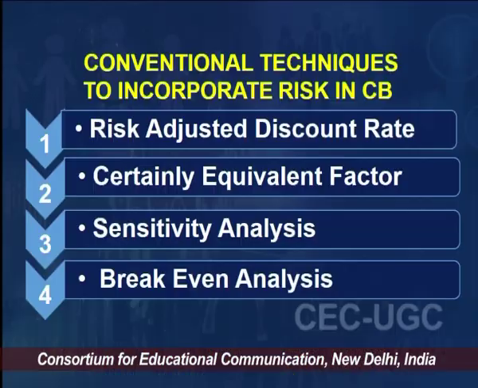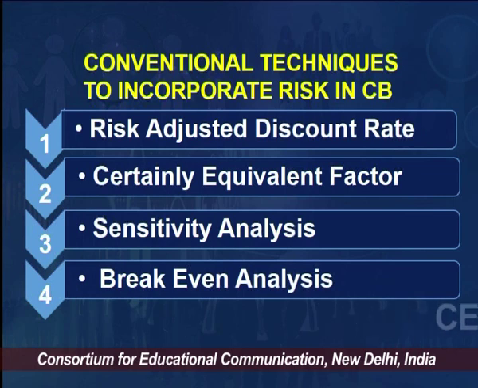First one is, so these are the conventional ones. The first one is risk adjusted discount rate. The second one is certainty equivalent factor. The third one is sensitivity analysis. The fourth one is break even analysis. These are the four conventional ones.